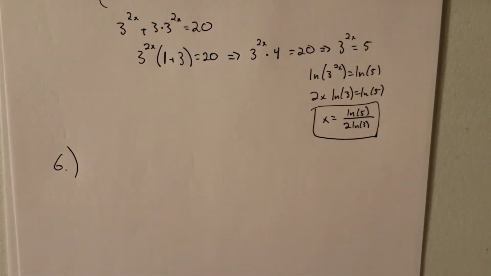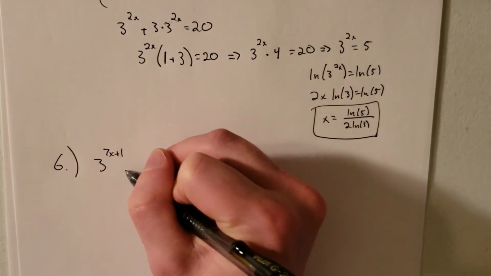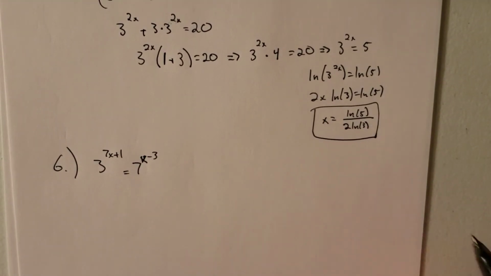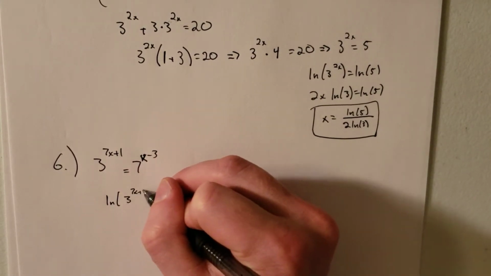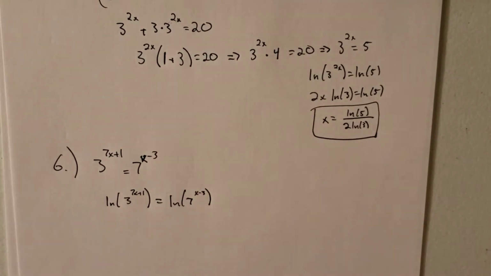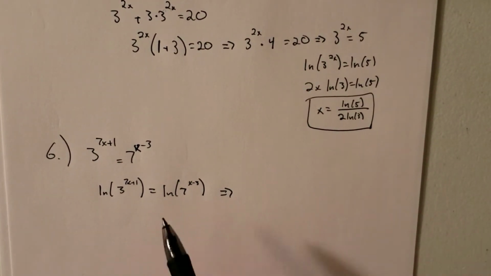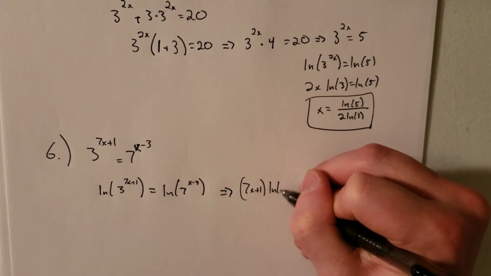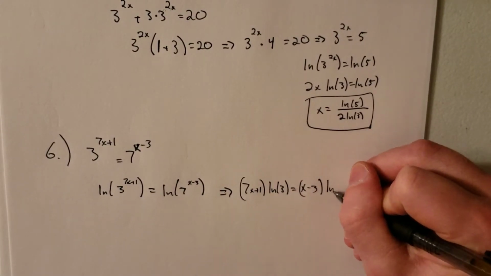Our next one is going to be 3 raised to the 7x plus 1 is equal to 7 raised to the x minus 3. Again, we take the natural log of both sides. This is the natural log of 3 raised to the 7x plus 1 is equal to the natural log of 7 raised to the x minus 3. We can bring down these exponents. So this is 7x plus 1 times ln of 3 is equal to x minus 3 times ln of 7.